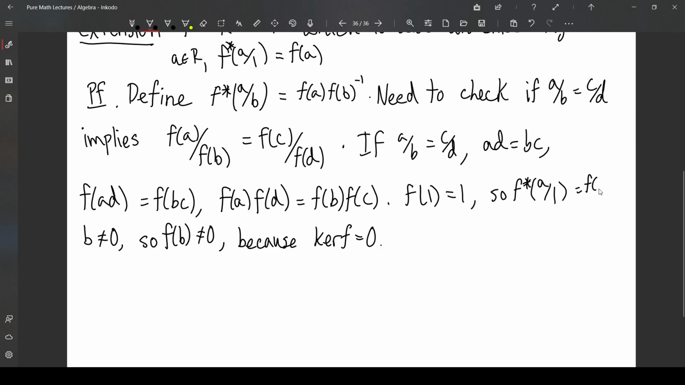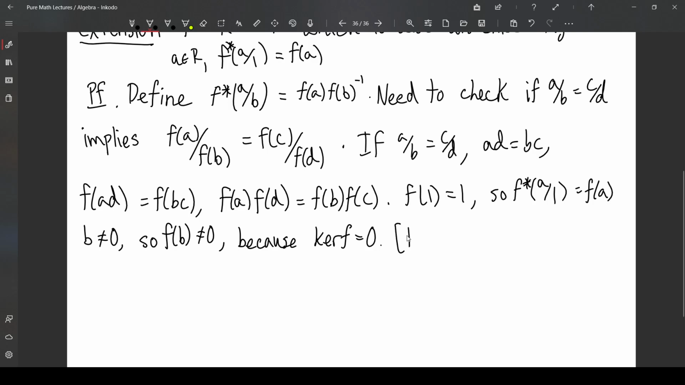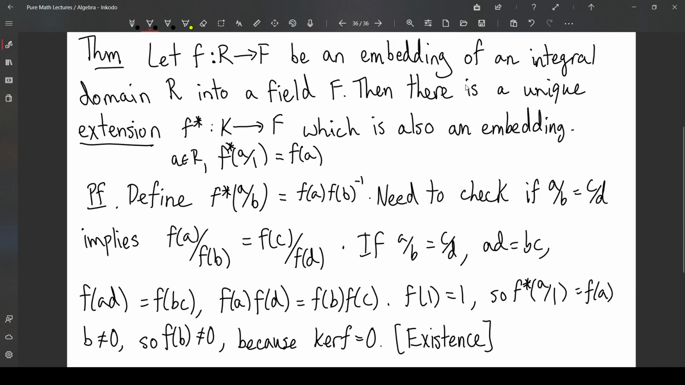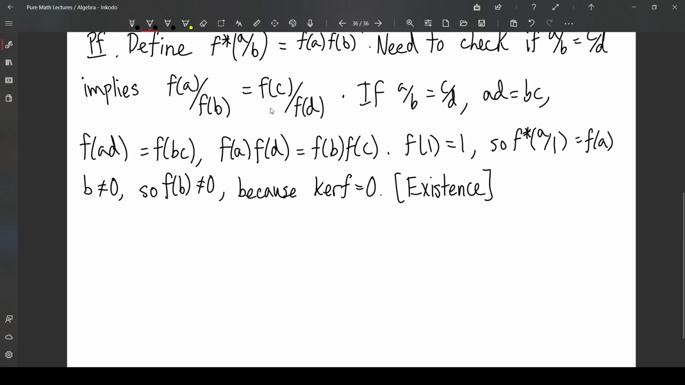Okay, and then clearly, since f of 1 equals 1, f star of A over 1 is f of A times 1 inverse, which is just f of A. So this shows the existence. So I've claimed that this exists, and I claim two things: that there is an extension, and that the extension is unique. So I've shown the existence of such an extension.